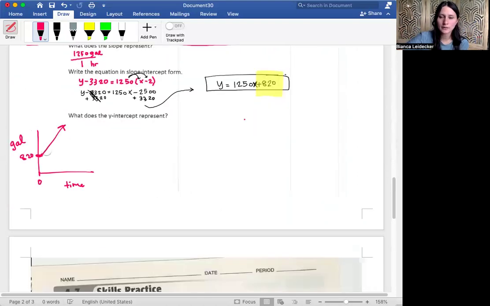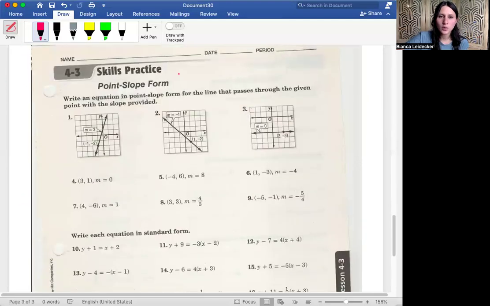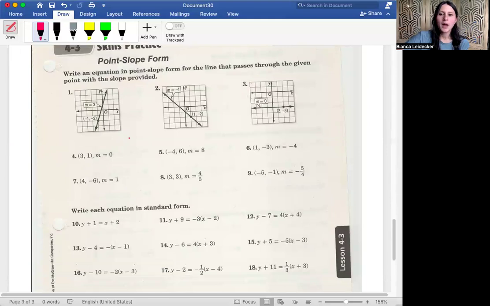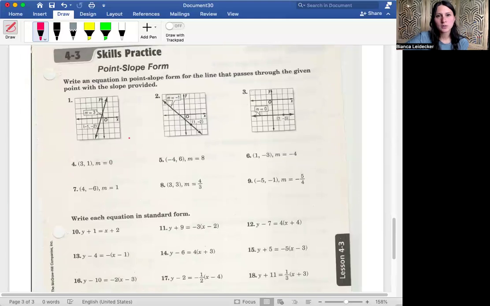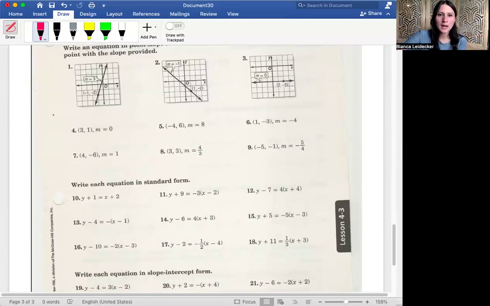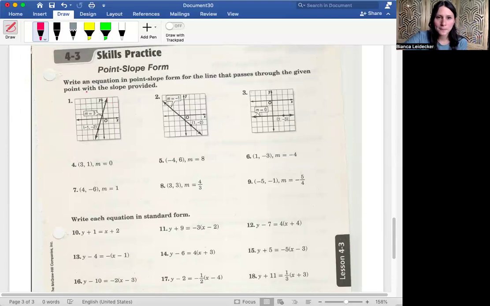All right, that's all I have for today. Your homework is to do the 4-3 skills practice. Potentially I might make another video where I go over some of this, but actually, I'm just going to talk about it now. Looking at this homework, the first section says write an equation in point slope form for the line that passes through the given point with the slope provided. So you're just turning these graphs into point slope form. Then the next 6 problems are to write them in point slope form, being only given the point and the slope, where you don't have the visual, but I think you can do that without much problem.